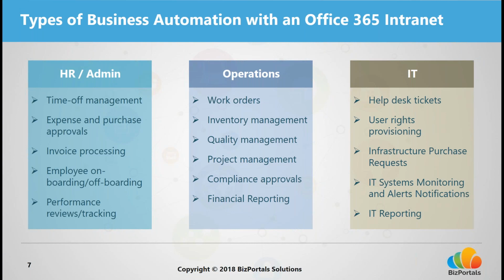Then in terms of operations, you can digitize and automate your work orders and your inventory, quality and project management workflows, and financial reporting. And then in terms of IT, you can automate the creation and management of your IT help desk tickets, your user rights provisioning, creating and managing help desk cases, and your systems monitoring and alerts, notifications, and IT reporting. So these are just some commonly used examples of business process automation within an Office 365 intranet, but there are many more workflows you can implement using an Office 365 intranet.